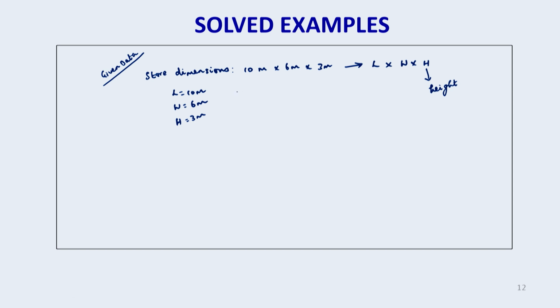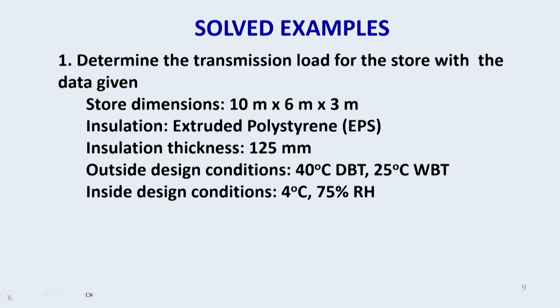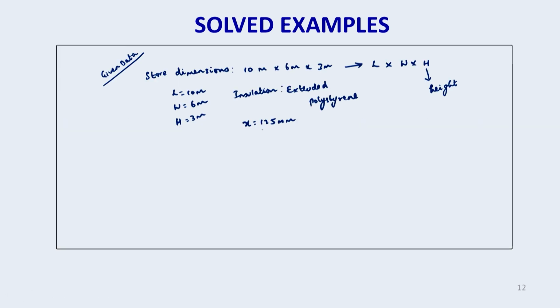The insulation material used is extruded polystyrene. The thickness of the insulation material is given as 125 millimeter, which is equal to 0.125 meter. Convert the millimeter into meter.